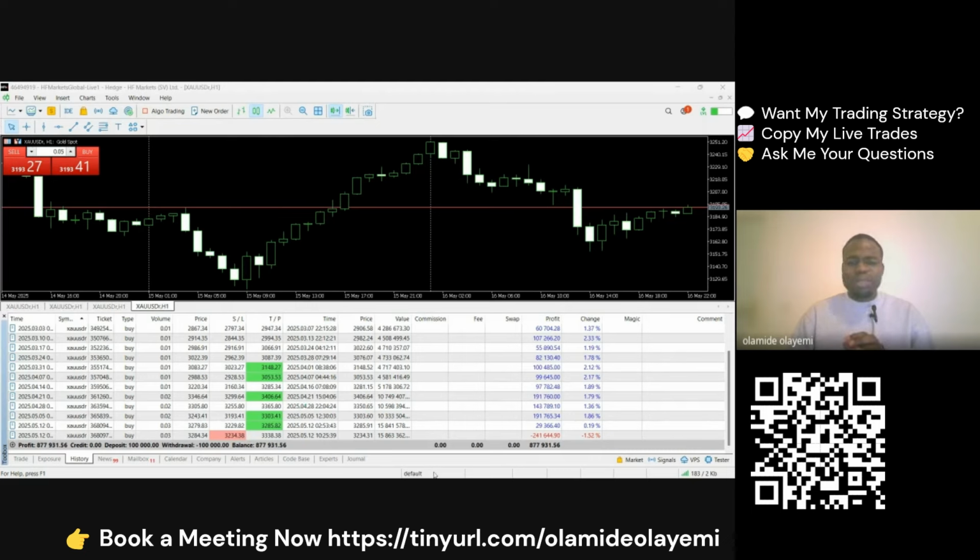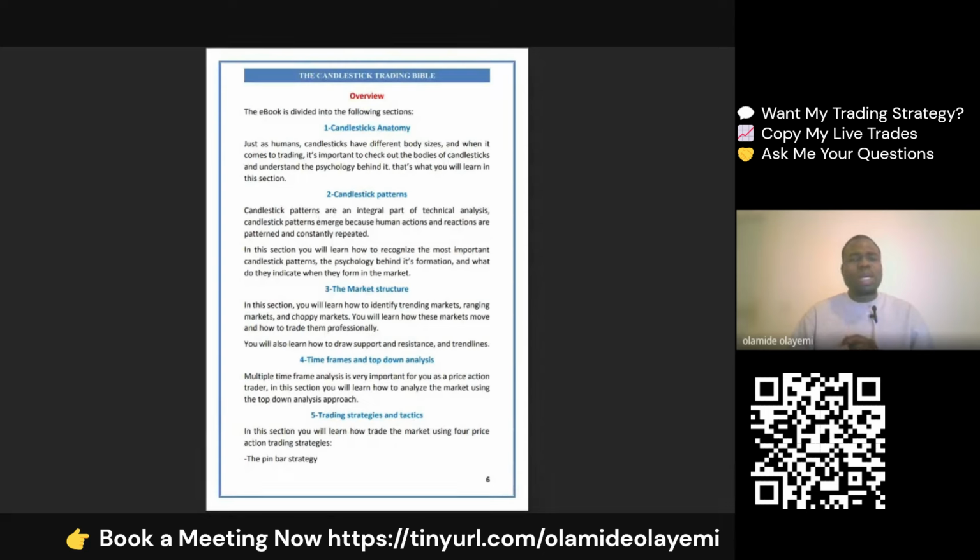So let's continue with the candlestick document, and I'm going to quickly pick on each one that you need. What you really need to know about it is what we're going to focus on. We're going to be looking at the anatomy. I said it's very good. So we're going to be looking at the candlestick pattern. The pattern is an integral part of technical analysis. We can't do without technical analysis. Candlestick patterns emerge because human action and reaction are patterned and constantly repeated. You might be saying, "Oh, the trade is not going my way," and then you make a mistake.